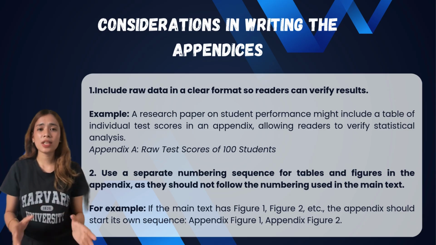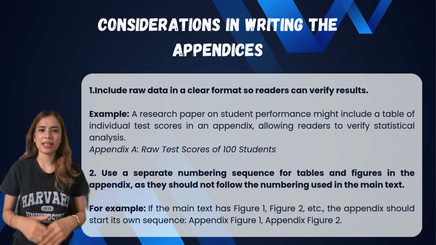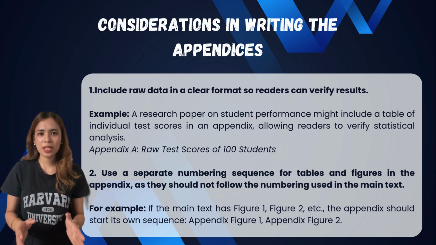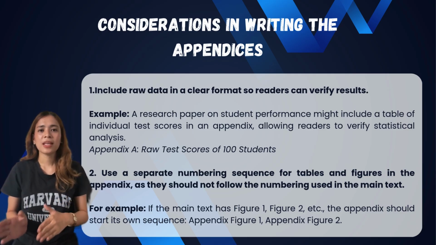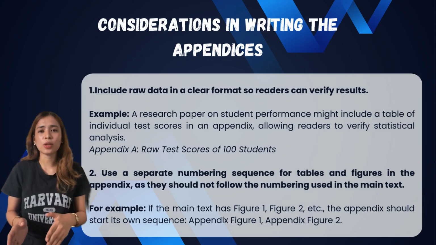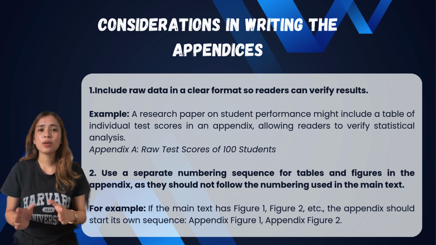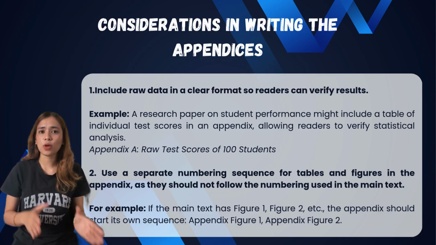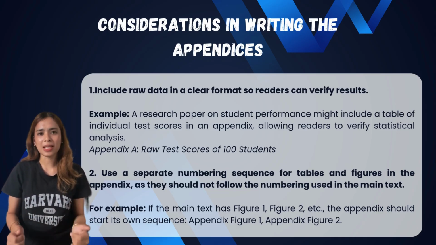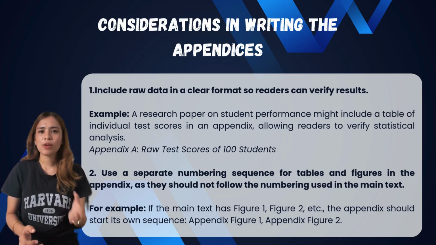Let's discuss the things to consider in writing the appendices. First is to include raw data in a clear format so readers can verify the results. It is usually good practice to include your raw data in the appendix, laying it out in a clear format so the reader can recheck your results. So for example, a student research paper on student performance might include a table of individual test scores in an appendix, allowing readers to verify statistical analysis.